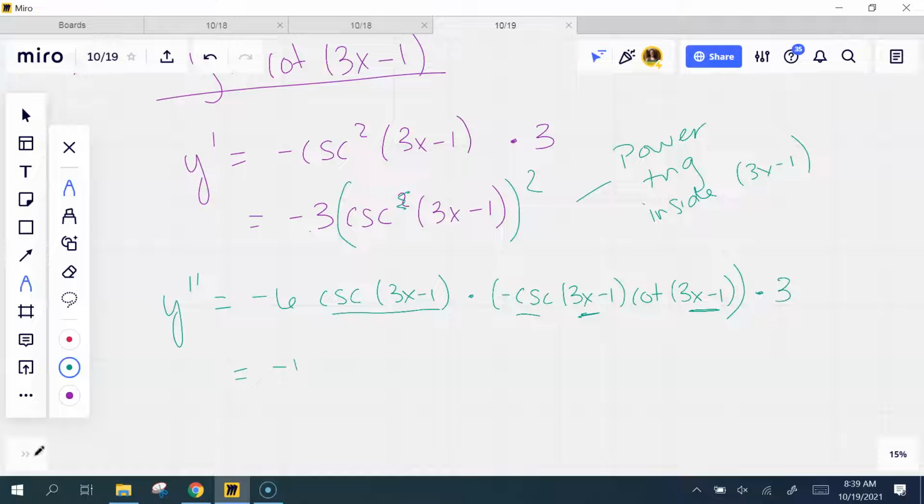So this is negative 18, but actually I've got 2 negatives here, so I'm just going to make this positive 18. I've got 2 cosecants and I've got 1 cotangent. That did escalate. Okay. 18 cosecant squared cotangent, yes.